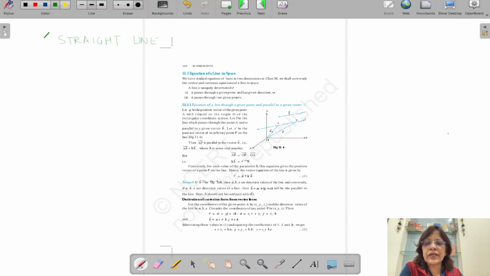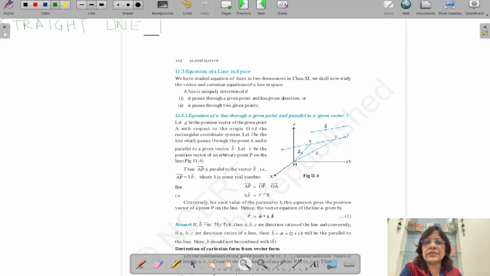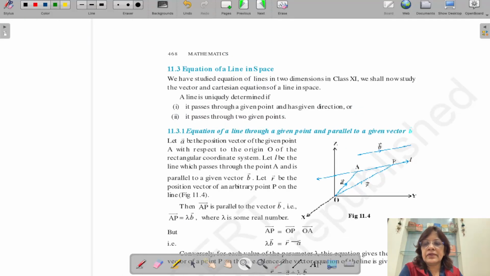Now in class 12 we have a line in 3 dimensions. The major topic in this is the equation of line in space. So that is a 3 dimension topic, the equation of a line in space. In this we have to do 2 forms.